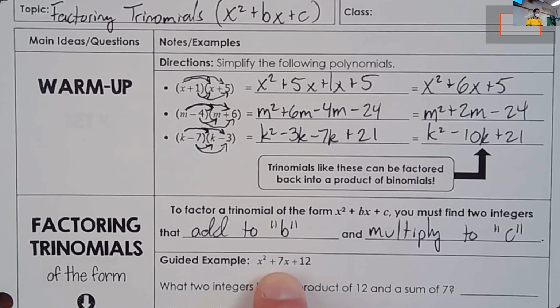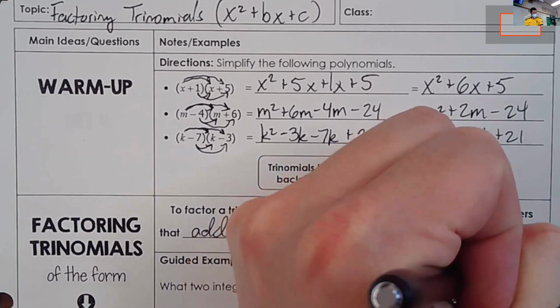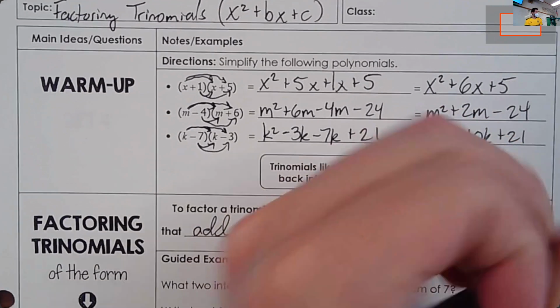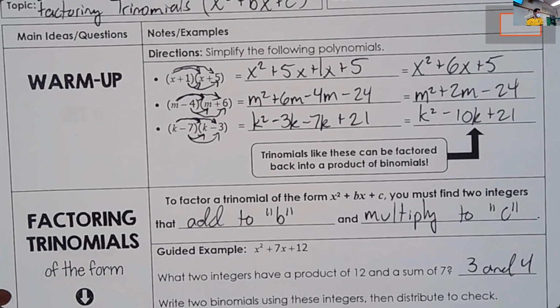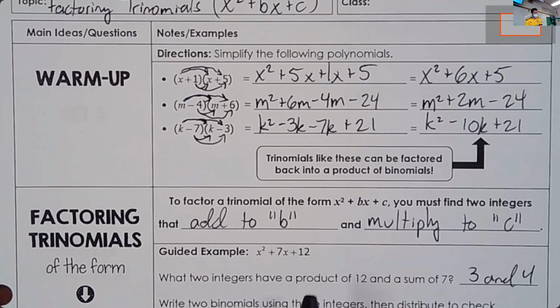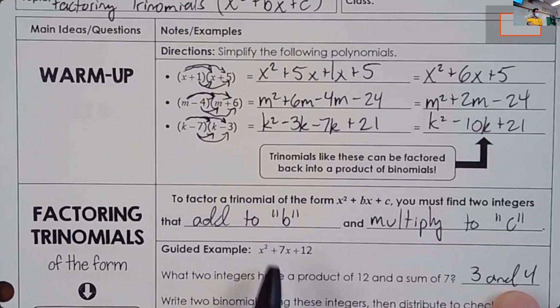3 and 4, exactly. So the numbers that we need here are 3 and 4. Now there are other factors of 12. You could have 1 and 12, but 1 plus 12 doesn't equal 7. You could have 6 and 2. 6 plus 2, though, doesn't equal 7. The only two numbers that multiply to a positive 12 and add to a positive 7 are 3 and 4. 3 times 4 is 12. 3 plus 4 is 7.